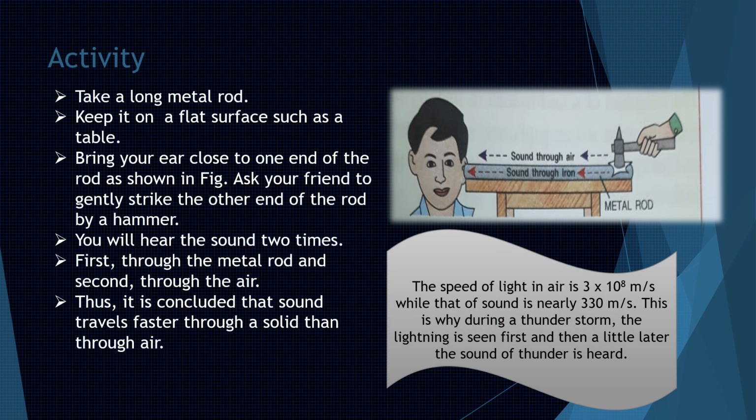Children, note that the speed of light in air is 3 into 10 to the power 8 meter per second, while that of sound is nearly 330 meter per second. This is why during a thunderstorm, the lightning is seen first and then a little later the sound of thunder is heard.